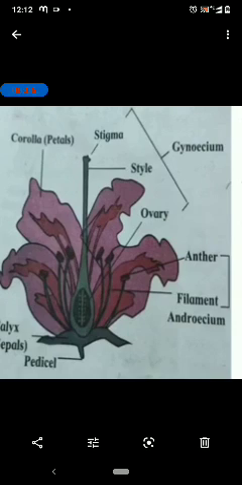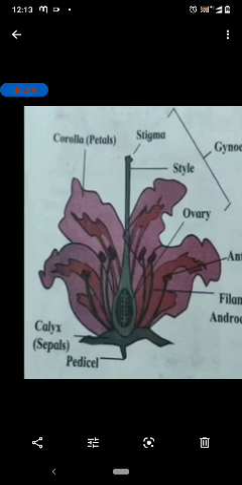Downside you can see the androecium, a stick-like structure. This is androecium. It consists of the anther and filament, and the stigma, style, and ovary are the parts of gynoecium, the female reproductive part. Downside you can see the pedicel, which is swollen at one end, which is connected to one end of the stem.